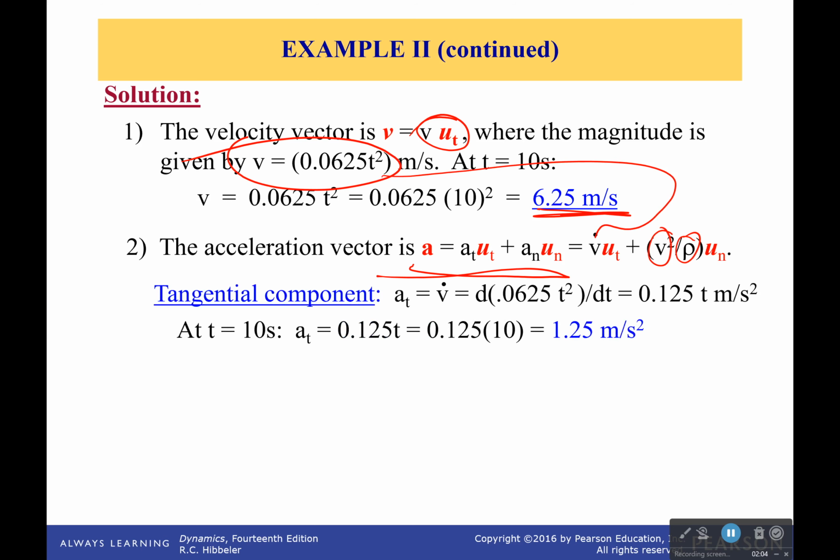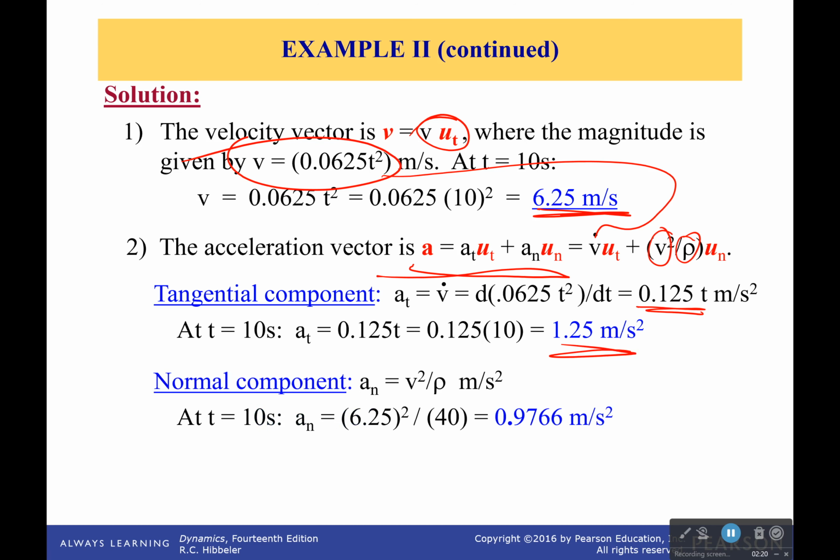So, take a simple time derivative, the derivative of 0.0625 t squared is going to be 0.125 t. We plug 10 into that, and we get that our tangential component is 1.25 meters per second squared. Now, how about our normal component? Well, that's v squared over rho. We plug in our velocity that we calculated earlier. We plug in our known radius of curvature, and we get a much smaller value, 0.9766 meters per second squared.